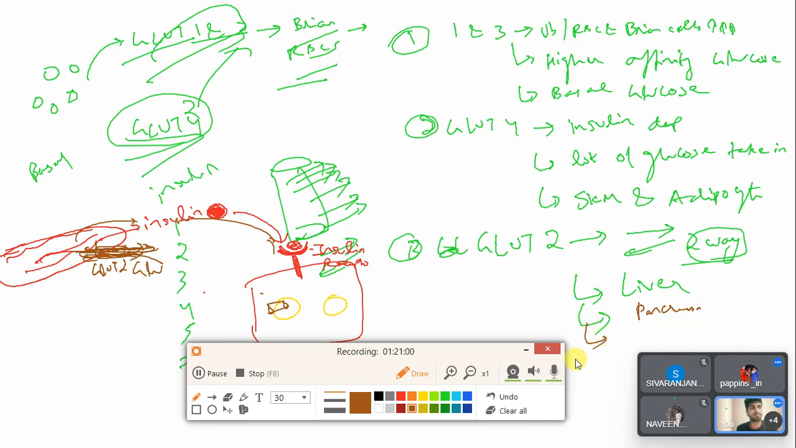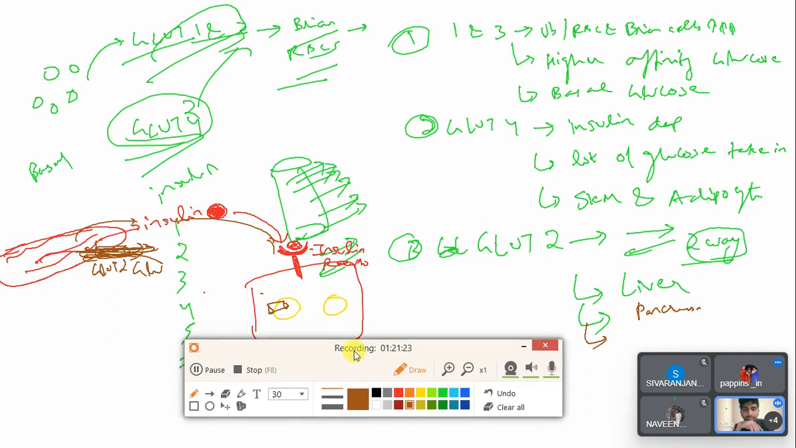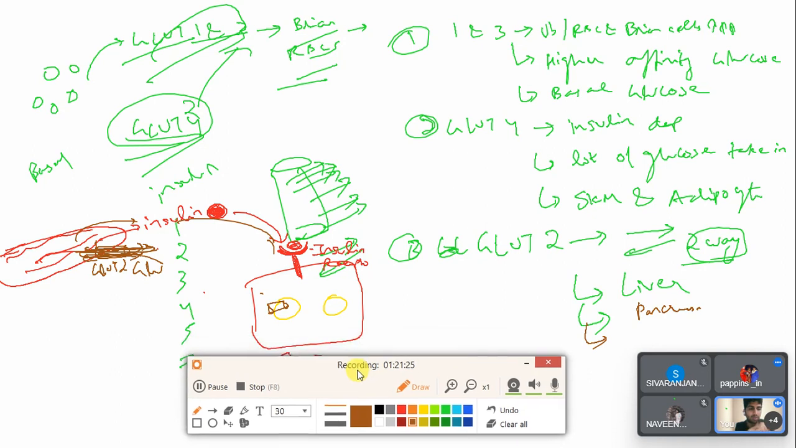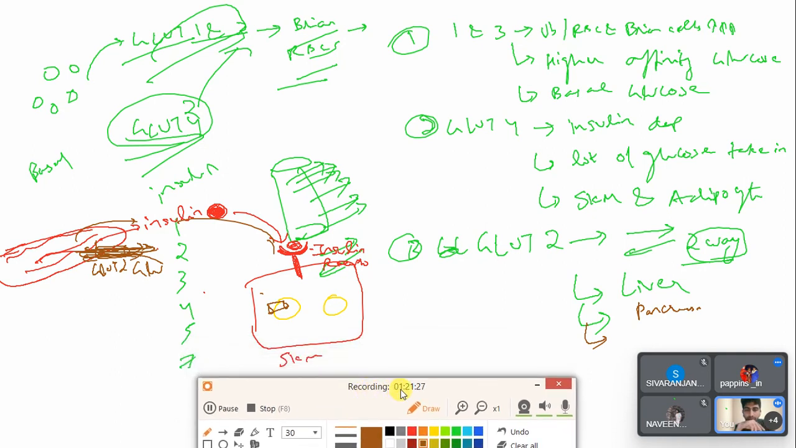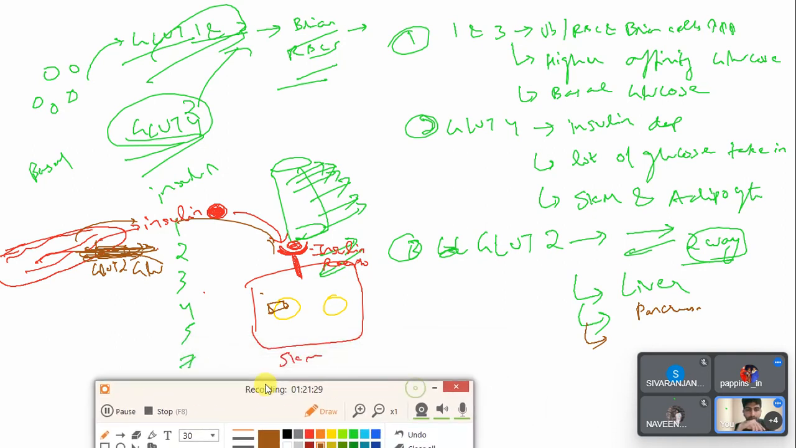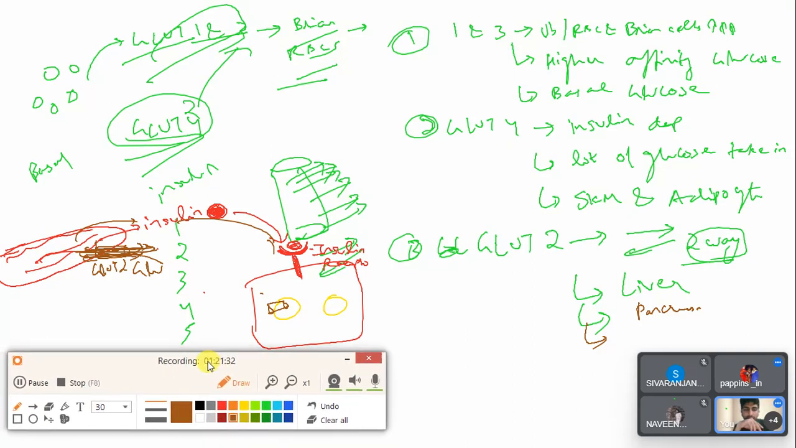Okay, am I forgetting some other organ? I think I'm forgetting something. I think there's one more. I don't remember that exactly, but okay. Maybe I forgot. If I have forgotten, then I'll tell you in another class. We will continue this tomorrow as well, same timing. If you guys are interested, we can discuss further.